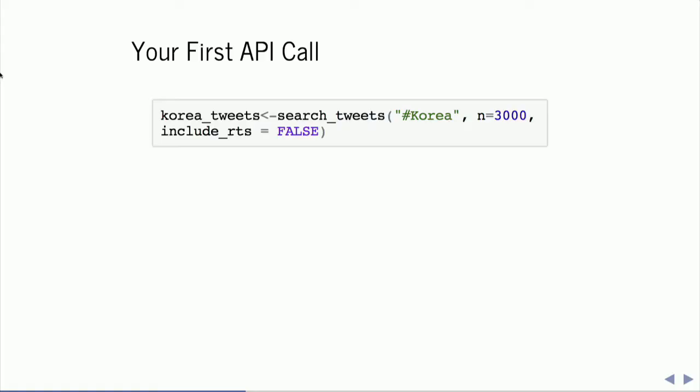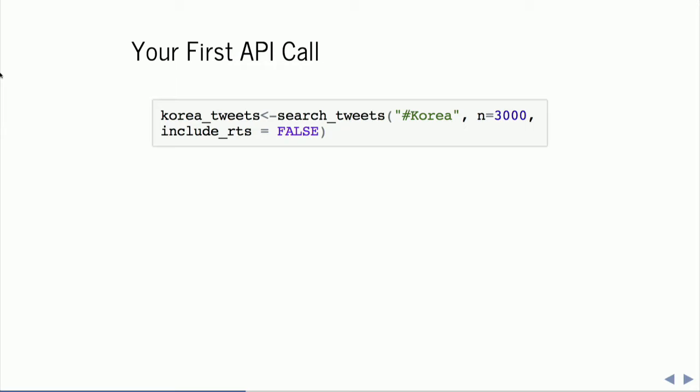Okay. So if you've been able to do that, we can now start making calls to Twitter's API. One of the first calls we'll make is to search for tweets about Korea. Here, we're using the search tweets function, search_tweets. The first argument here is a string that we want to search for, so we're searching for #Korea. This n equals 3,000 says we want 3,000 tweets. And this include_RTS is saying, do you want to include retweets or not? And we're going to say we don't want retweets.